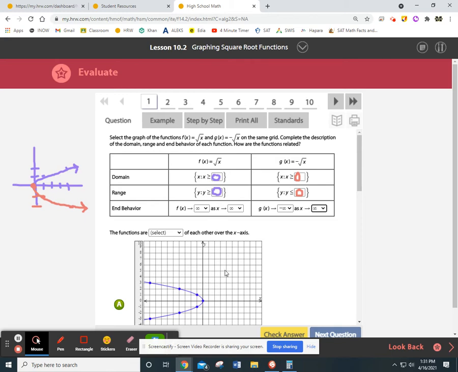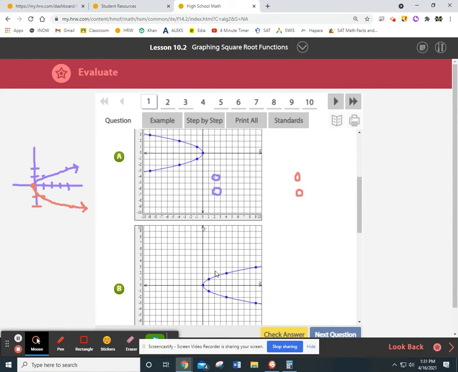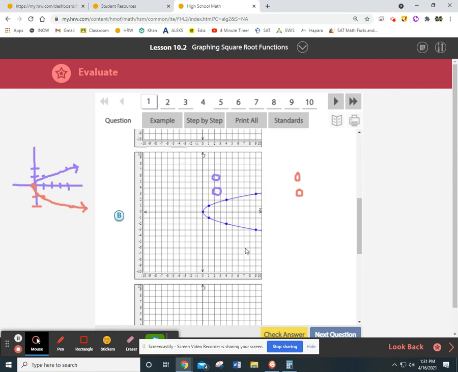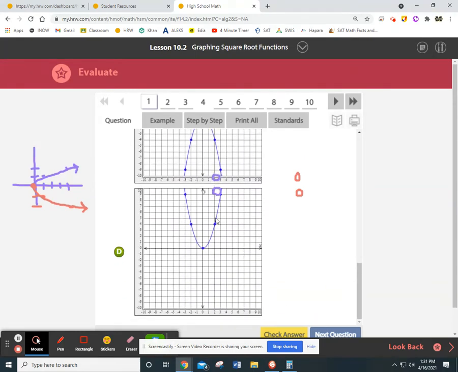Then it just says select the correct graph. It says these functions are reflections of each other over the x-axis. So this doesn't match. There would be my answer. And then we could go on to the next question.